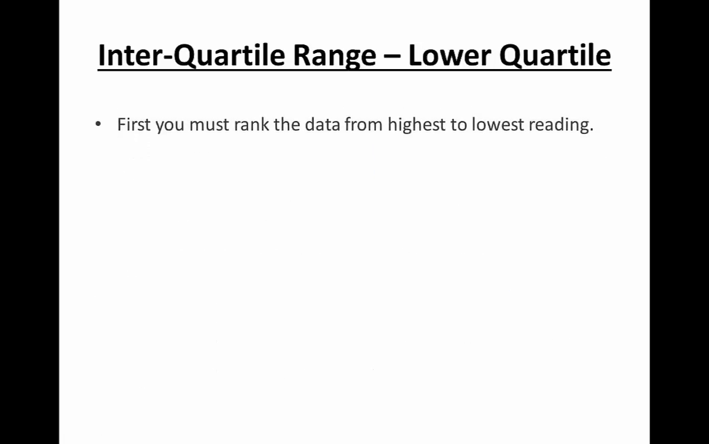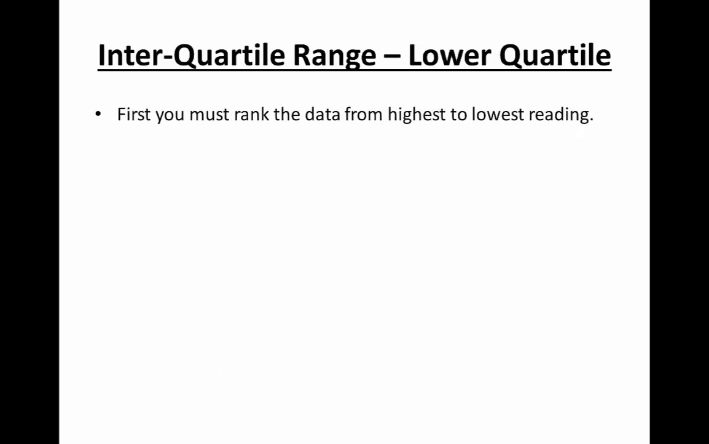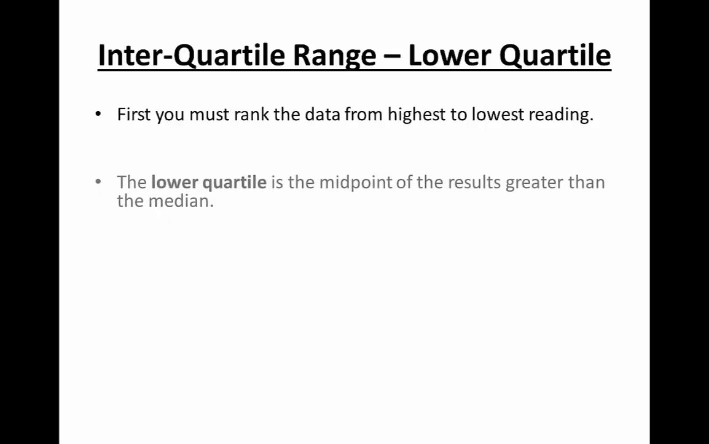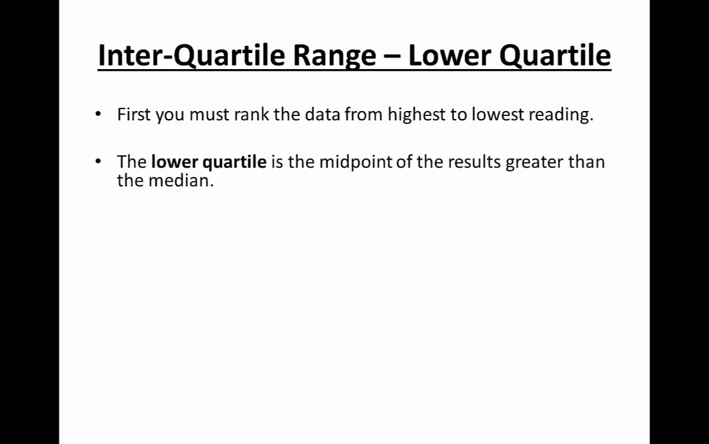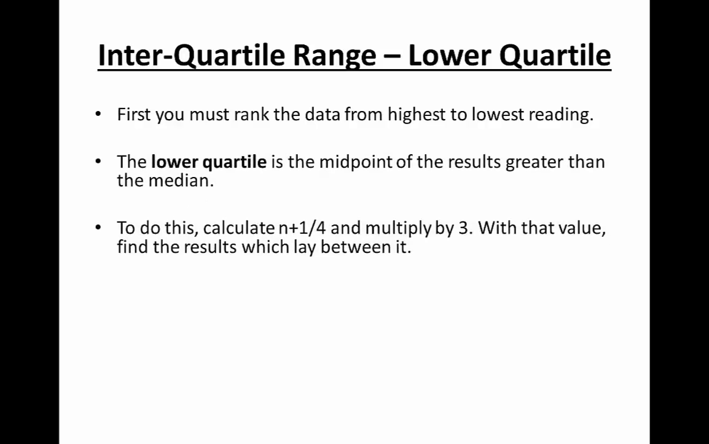The lower quartile is pretty much exactly the same, but however, it's going to be the midpoint of the lower end of the results from the median. So to do this, we calculate n plus 1 divided by 4, just as before. However, we have to multiply this by 3.